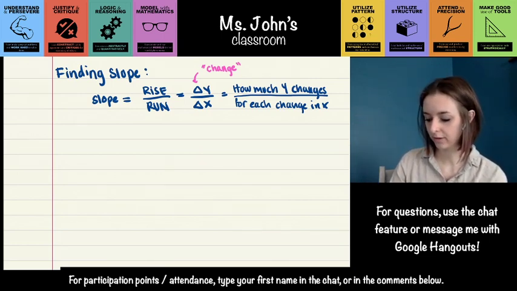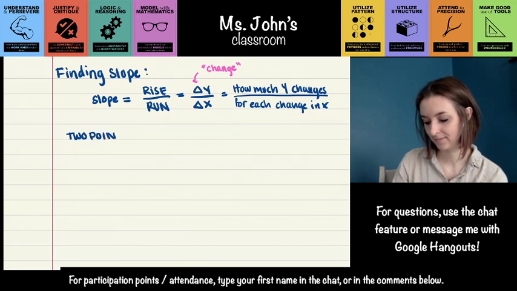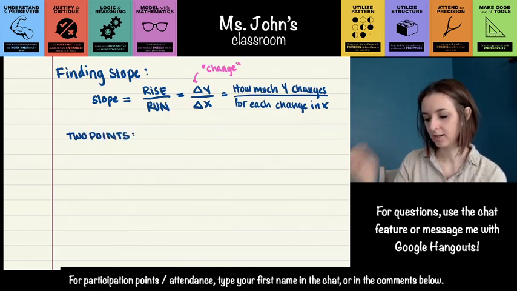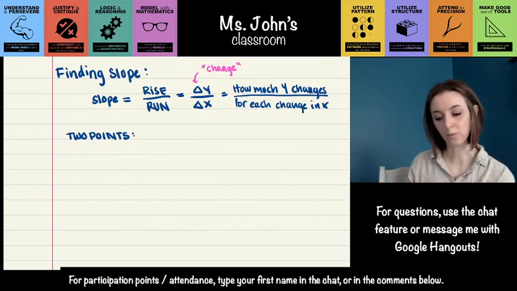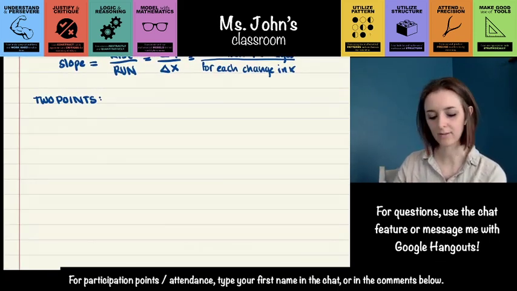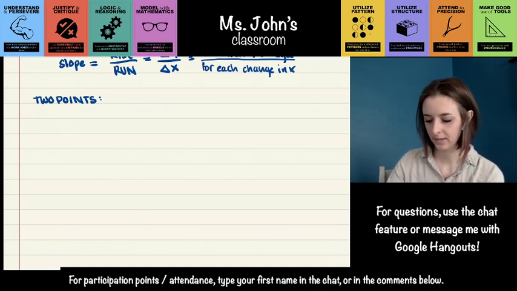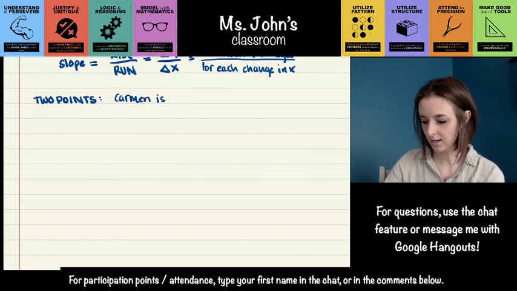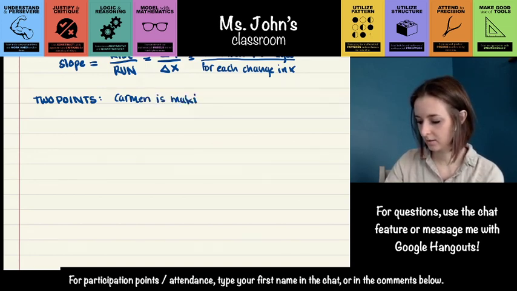So the first scenario is when they give you 2 points, which doesn't always look like they just spit out 2 points. So I'm going to write down a question you might see on the ACT. Carmen is making clay pots.